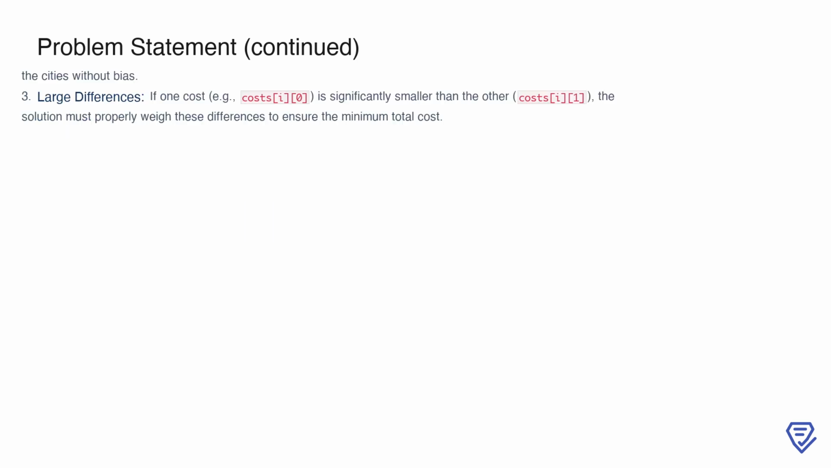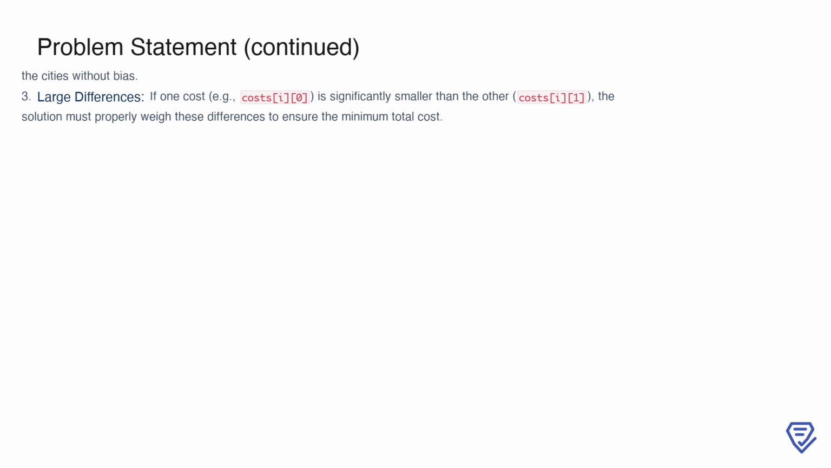When solving this problem, there are several constraints and edge cases to keep in mind. First, the total number of people will always be even, with exactly half going to each city. If the input size is minimal, such as when n equals 1, the algorithm must handle the smallest group correctly. Additionally, if the costs for city A and city B are equal for all individuals, the solution must split the group evenly without any bias. Finally, if there are large differences in costs between the two cities for certain individuals, the algorithm must carefully weigh these differences to ensure the total cost is minimized while still meeting the requirement of sending n people to each city.